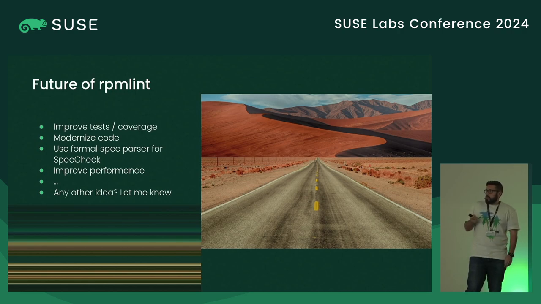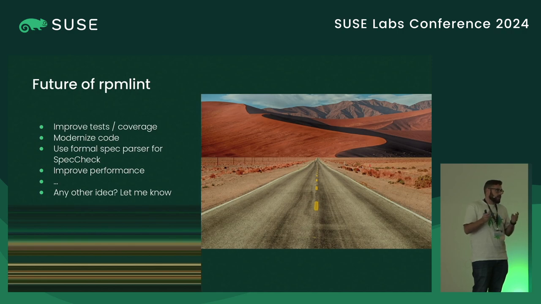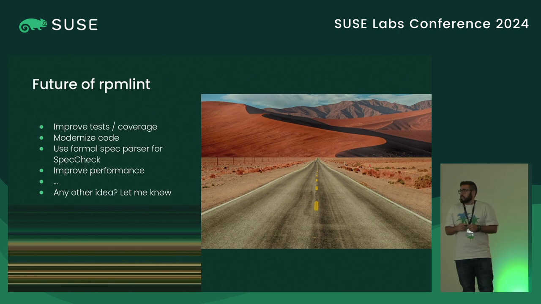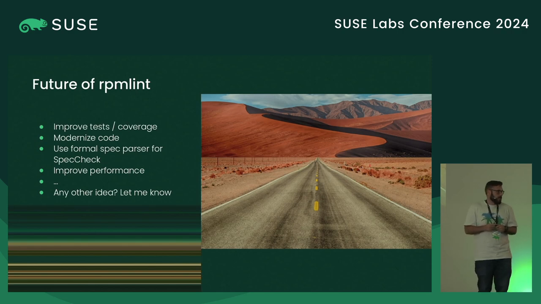We can improve the performance. It's possible to try to run the different checks in parallel and do a lot of things at the same time, so it does not take a lot of time when we have big RPM files. The performance improvement is something that has been in the GitHub issues for a long time. So when someone starts to work on that, it will be a good improvement.